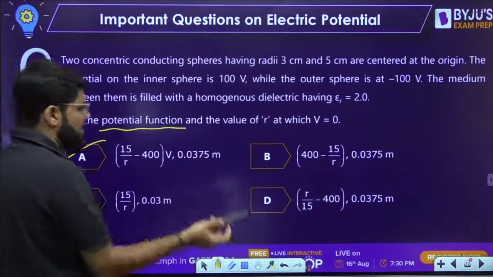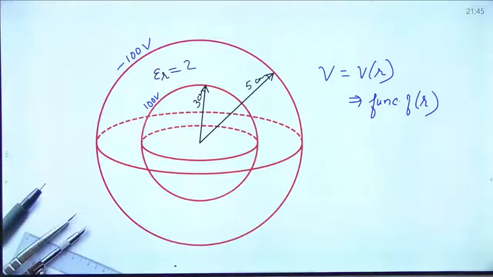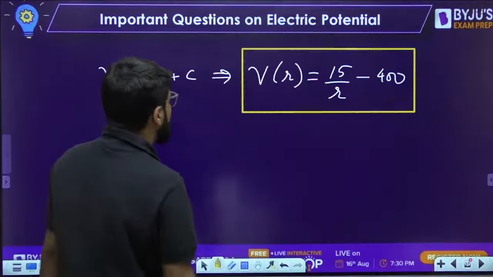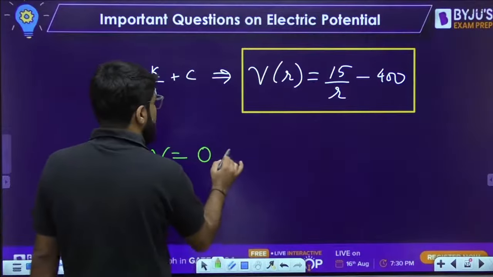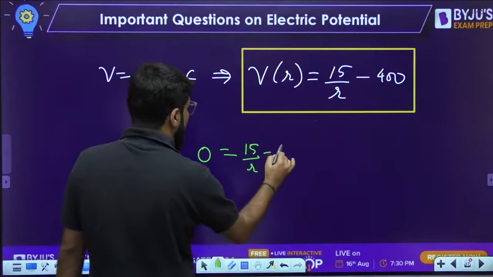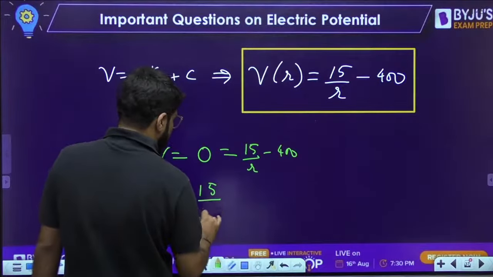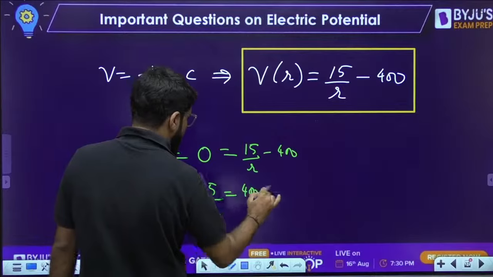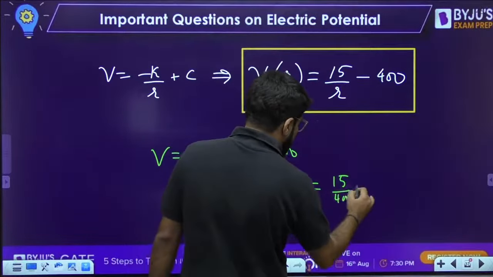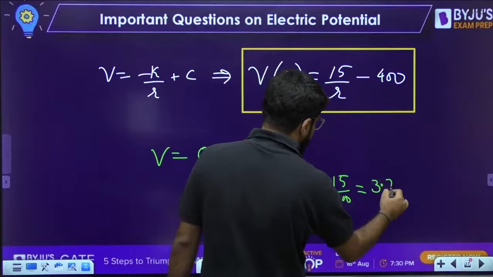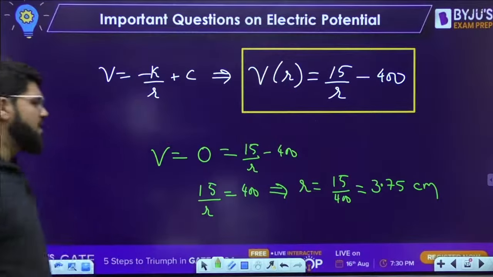And then they are asking, that is automatically solved. What is the value of r at which potential equals 0? Okay, so V is equal to 0 at 15 by r minus 400. So you have 15 by r equal to 400, and the value of r is 15 by 400, and 15 by 4 is 3.75. 10 power minus 2 will be centimeter, so 3.75 centimeter.